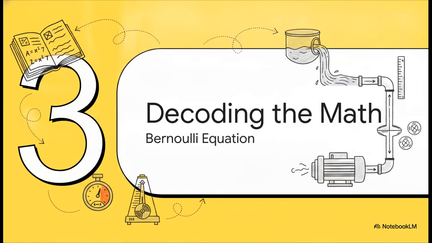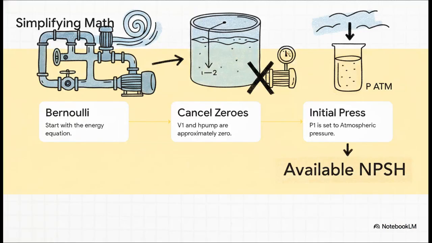Section 3. Decoding math using the Bernoulli equation. Now let's grab our math tools and translate the totally intimidating Bernoulli energy equation into physical reality. Bernoulli's equation is essentially a ledger of energy. It tracks pressure, velocity, and elevation as the fluid moves from the reservoir to the pump. But good news, we really don't need the whole messy ledger. We can simplify it dramatically just by looking at our physical setup.